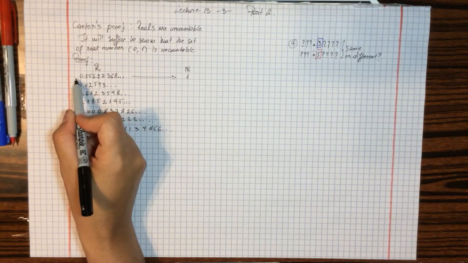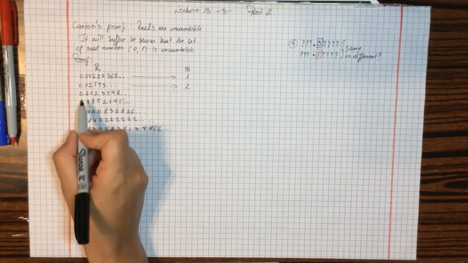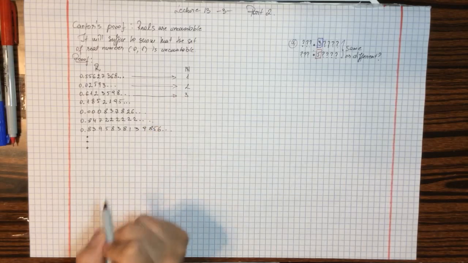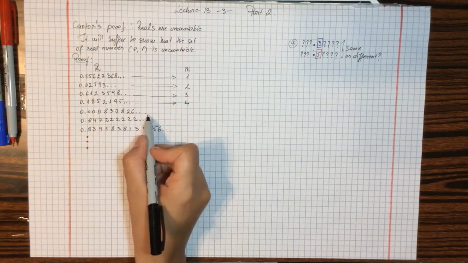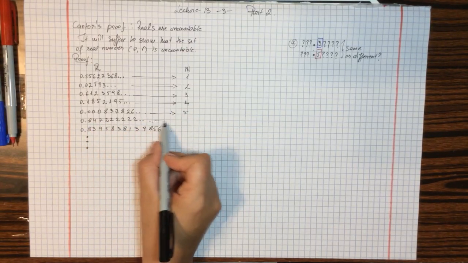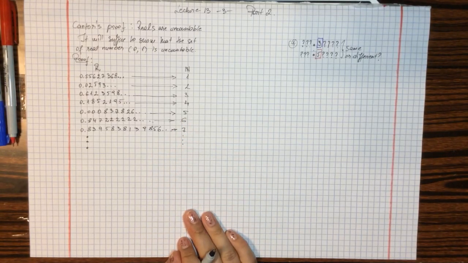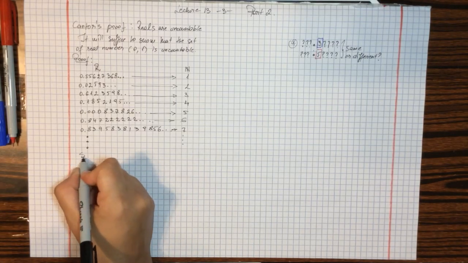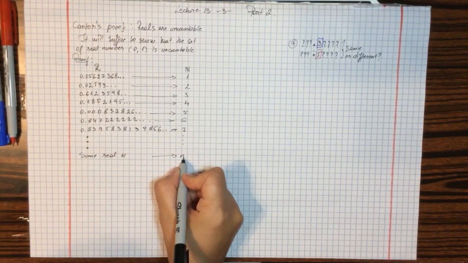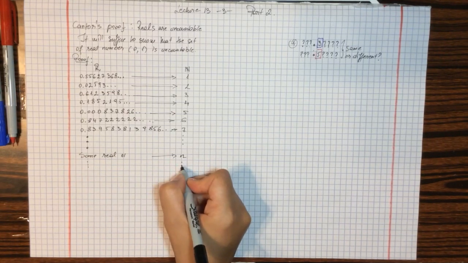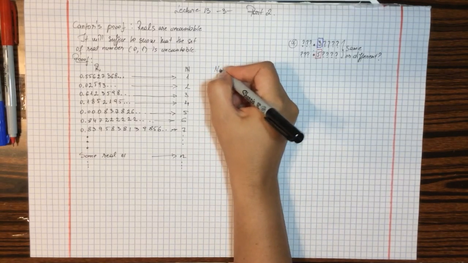So I call this the first number on my list, the second number on my list, the third number on my list. That means I'm pairing that with counting number 3. The fourth number on my list, the fifth, the sixth, the seventh, and so on, and so on. And here I have some real number that is paired with number n, and so on. Okay, so now we consider the following.